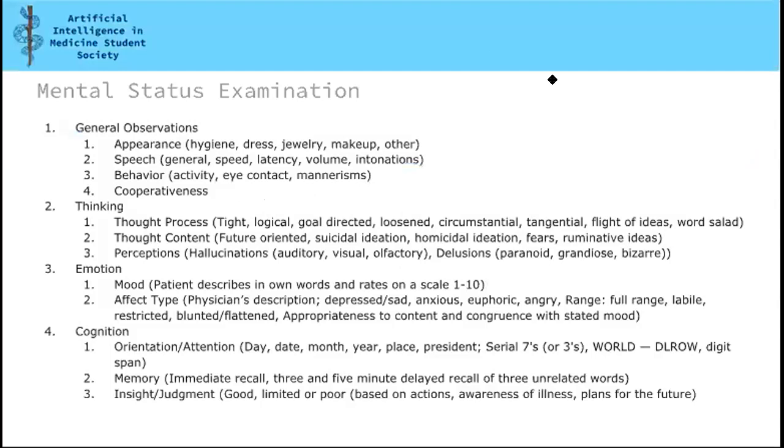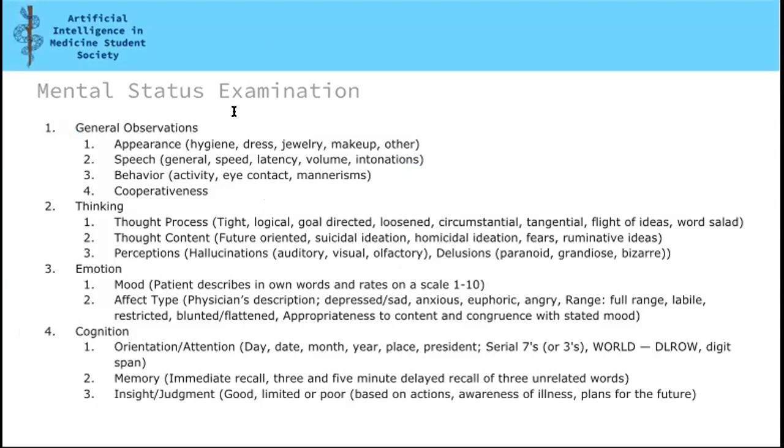So there's a standardized way of doing a physical exam, not really a physical exam, on a psychiatry patient, and it's called the mental status examination. And it comes to four categories. So the first one is general observations, then we have thinking, emotion, and cognition. So in terms of general observations, you look at what they actually look like. So their hygiene, how are they dressed?